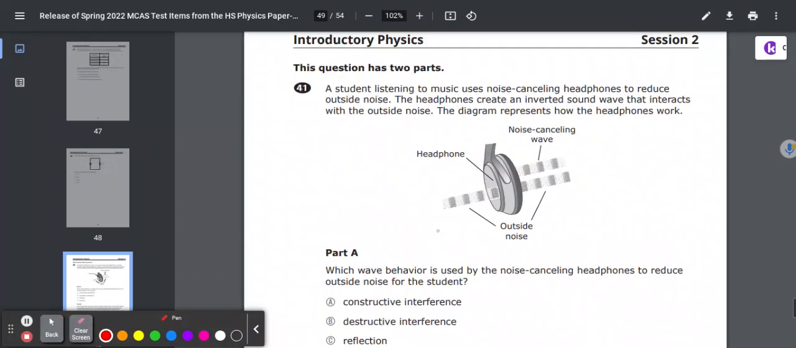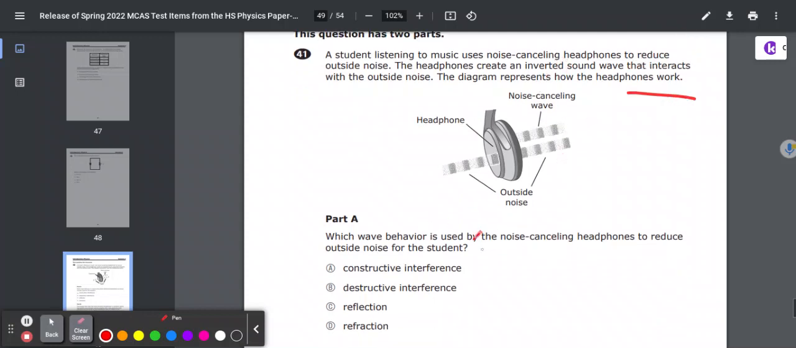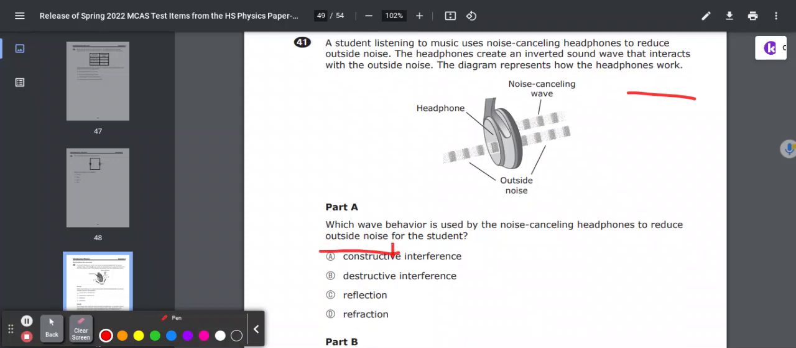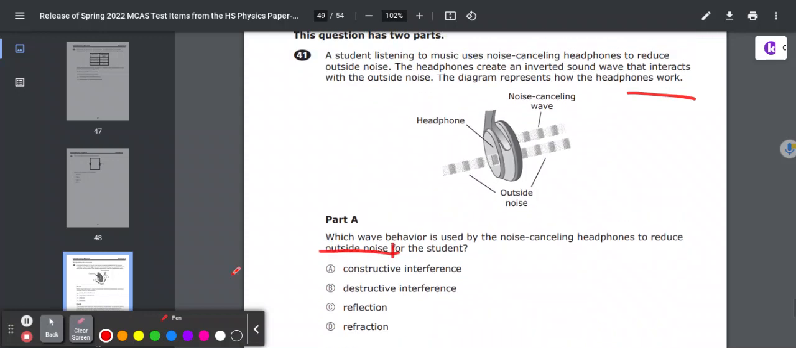And for the last question: a student listening to music uses noise canceling headphones to reduce the outside noise. They create an inverted sound wave, and that's the noise canceling. What type of behavior is used? The noise is a wave with an amplitude, and of the two types of interference, the only one that decreases the amplitude, decreasing outside noise, is destructive interference. Constructive adds on to that amplitude. So obviously answer choice B.